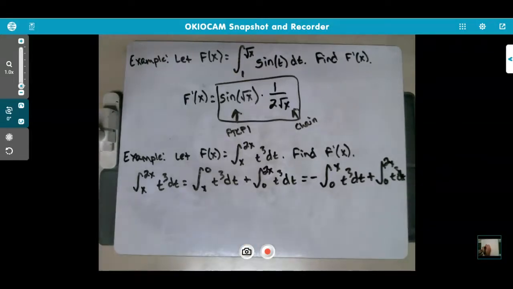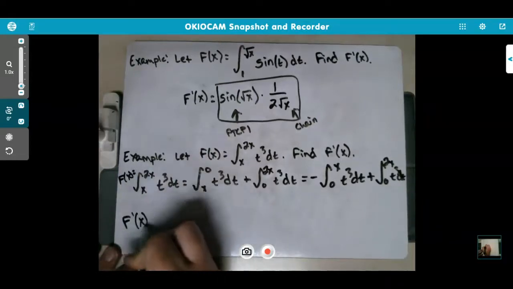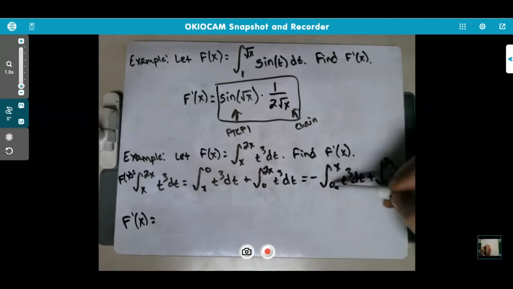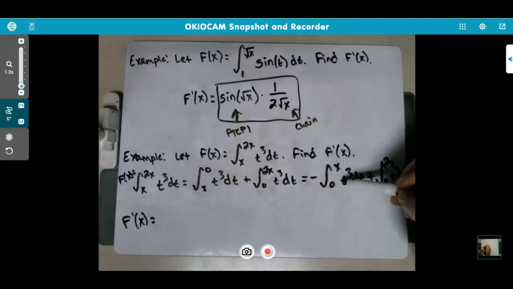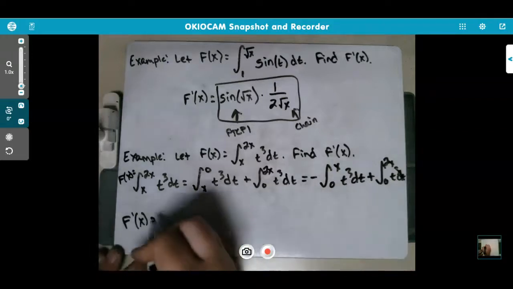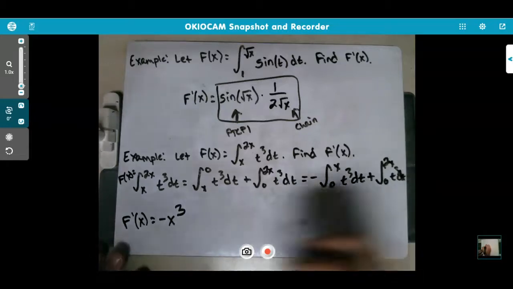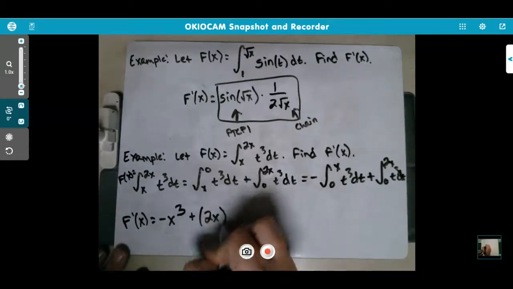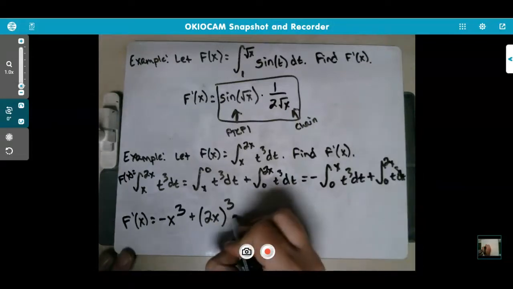Now I can take the derivative using that. That's capital F of x, so I can take the derivative. For the first one, I have a constant here and just an x there, so that's fine. So I can just plug in x, so this gives me negative x cubed. But for this one, I would plug it in and then multiply it by the derivative of 2x because of the chain rule. So it would be plus 2x cubed times the derivative of 2x, which is just 2.